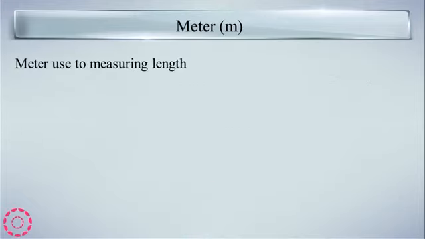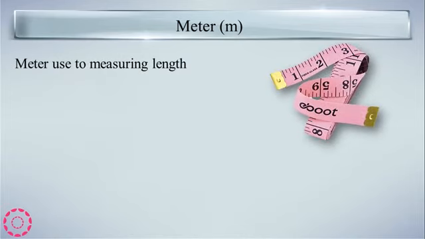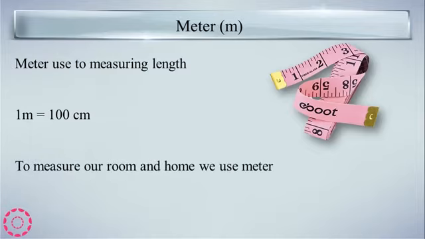Also, we have meter. Meter is used to measure length. 1 meter equals 100 centimeters. To measure our rooms and homes, we use meters. For example, we say this room is bigger than this room. How can you say this room is bigger, or the length is more than the other? You can use the meters. You can say this room is 3 meters, but this room is 2 meters. At that time you can use meters to measure a home or the distance between two places.